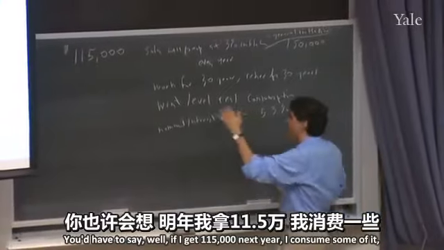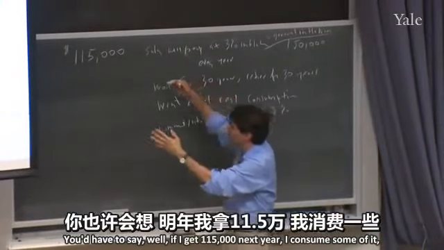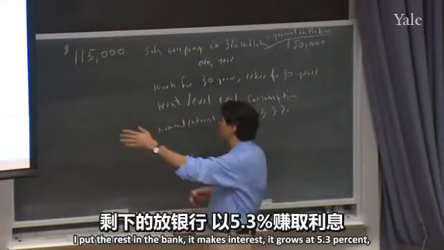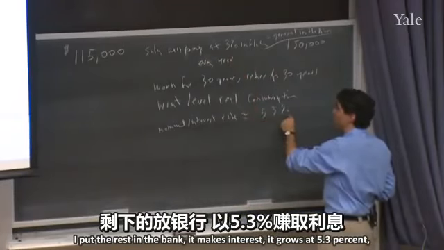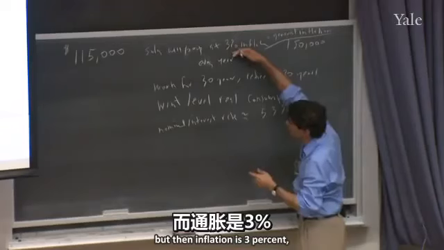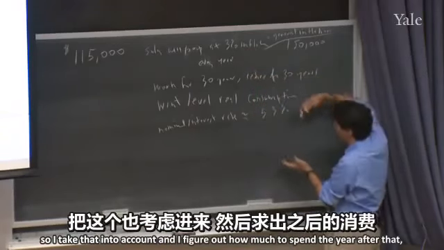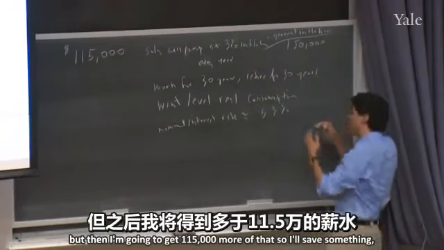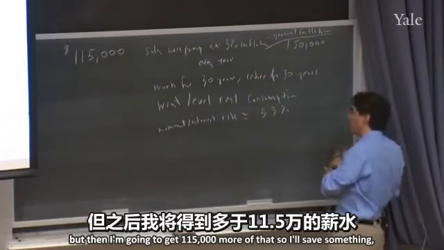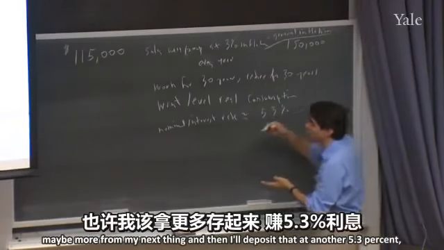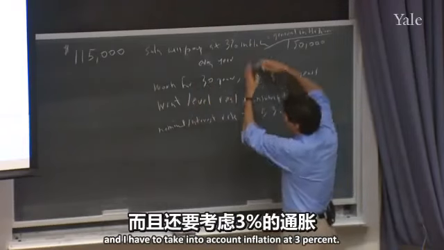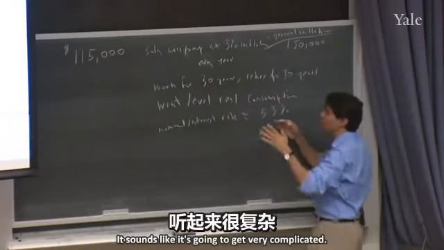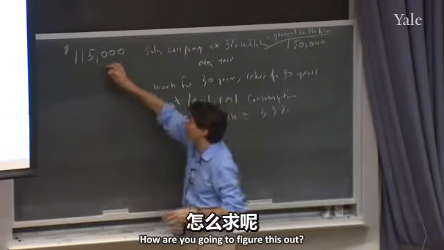You'd have to say, well, if I get $115,000 next year, I consume some of it, I put the rest in the bank, it grows at 5.3%, but then inflation's 3%, so I take that into account, I figure out how much to spend the year after that. But then I'm going to get $115,000 more, so I'll save something, and then I'll deposit that at another 5.3%, and I have to take into account inflation at 3%. Anyway, it sounds like it's going to get very complicated. How are you going to figure this out?